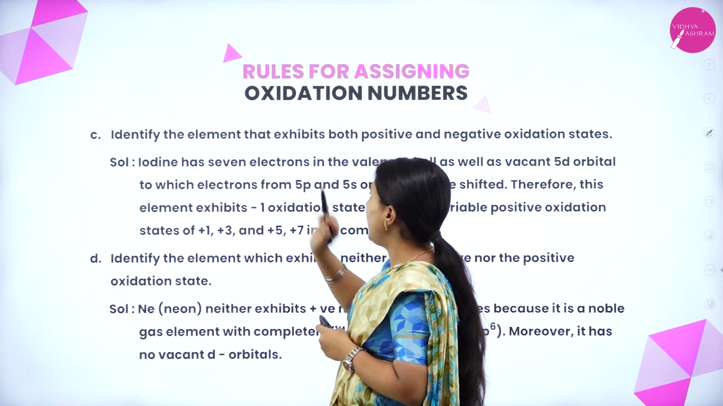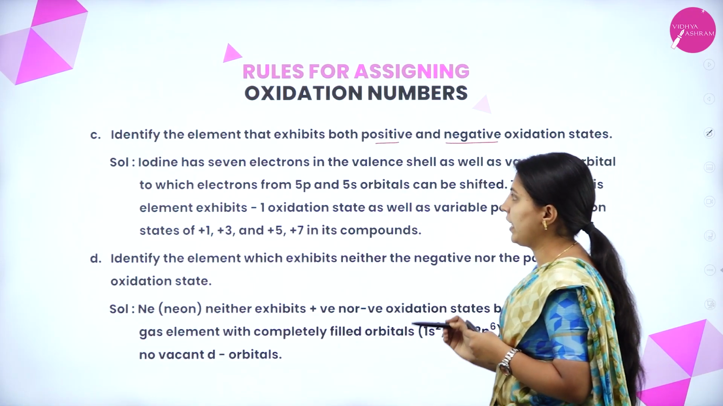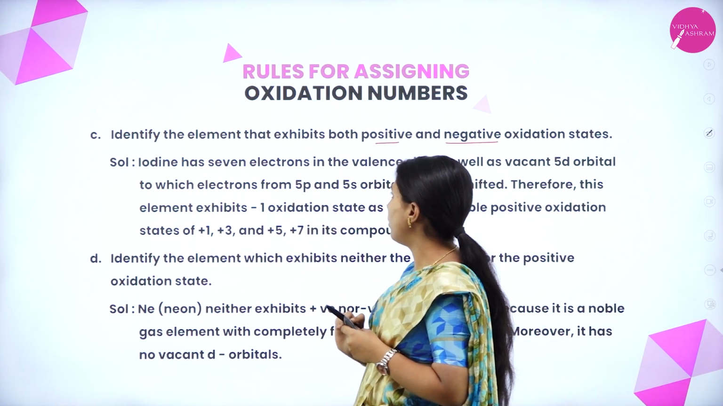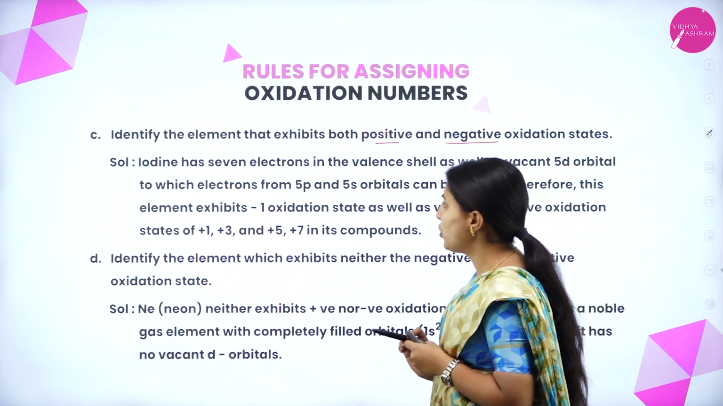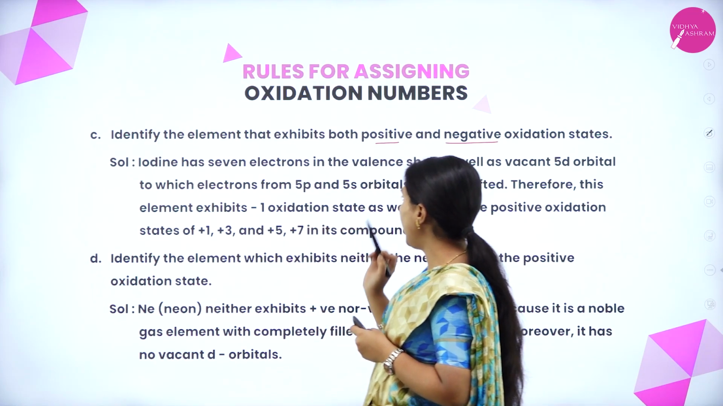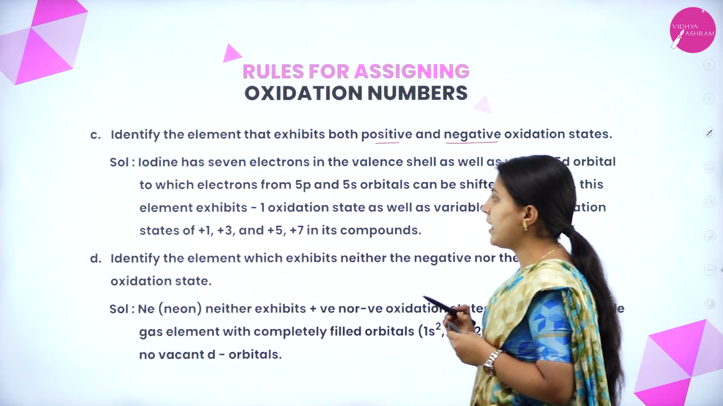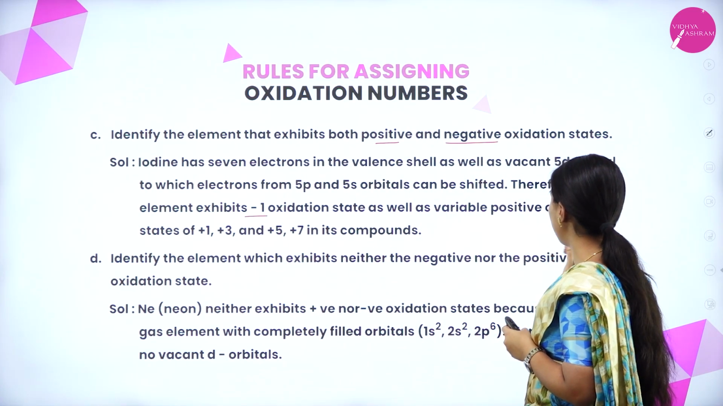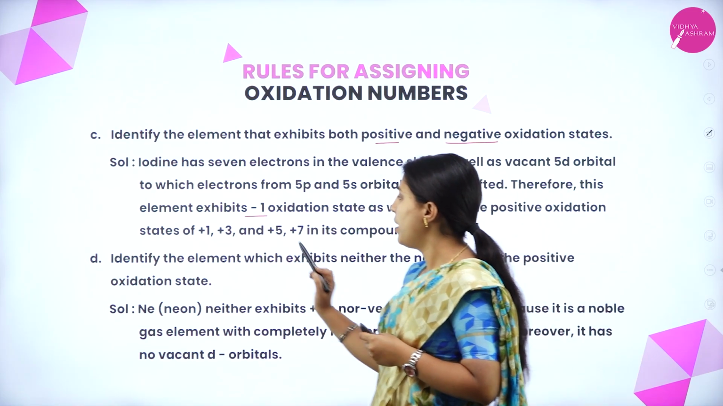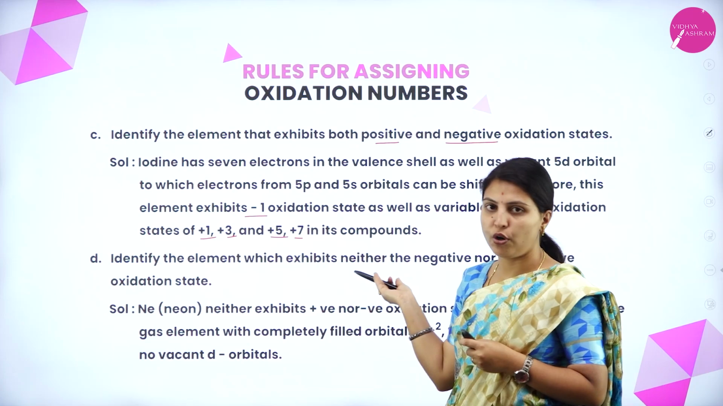Next, identify the element that exhibits both positive and negative oxidation state. Iodine has 7 electrons in the valence shell as well as vacant 5d orbitals, to which electrons from 5p and 5s orbitals can be shifted. Therefore, this element exhibits minus 1 oxidation state as well as variable positive oxidation states of plus 1, plus 3, plus 5, plus 7 in its compounds.